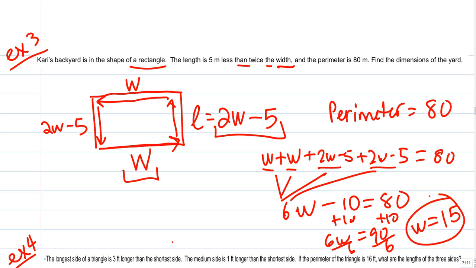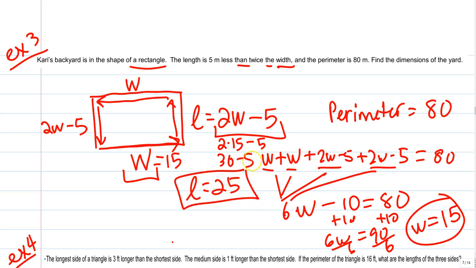What's the length? Well, if the width is 15, plug a 15 in here. 2 times 15 minus 5. 30 minus 5, the length is 25. So start by defining everything as one variable, then solve for that one variable, plug back in to solve for the other one.